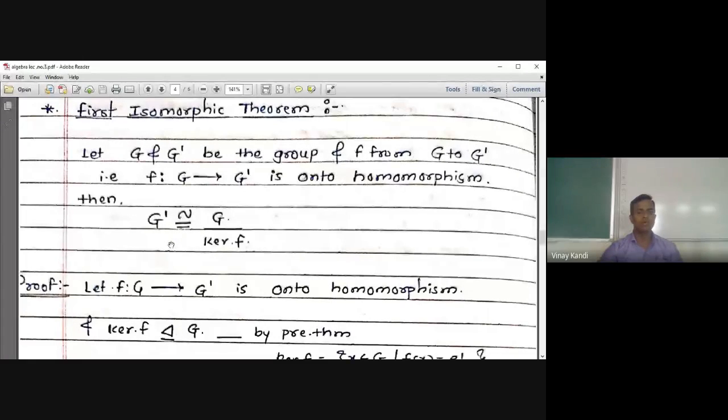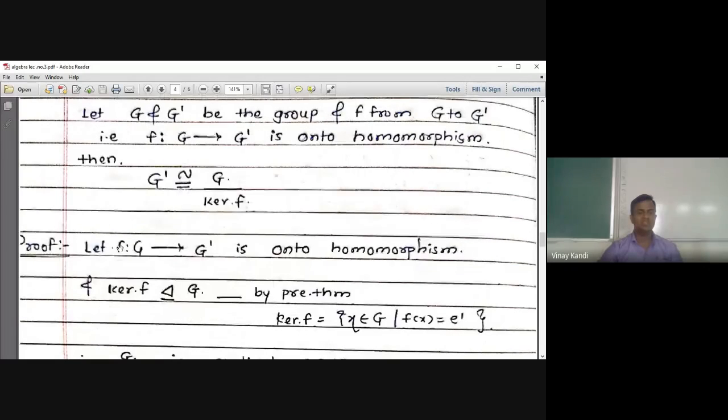Let f be a function from G to G dash which is an onto homomorphism. Why onto homomorphism? We consider that it is an onto homomorphism. And the kernel of f is a normal subgroup of G. We have one more remark: the kernel of f is always a normal subgroup of G.